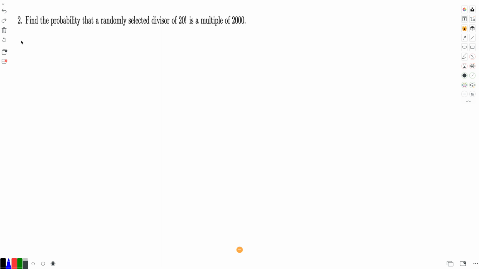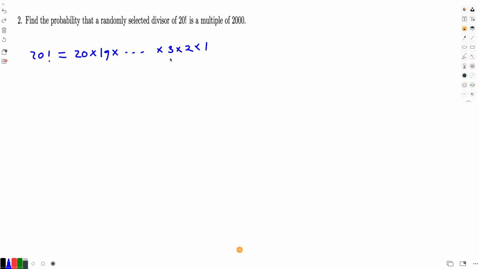So we know that 20 factorial is 20 times 19 times ... times 3 times 2, and then 1's not needed, but we'll just put times 1. So this is the expansion of 20 factorial. Now let's see what the problem is asking for. It's asking us to find the probability that any given divisor of 20 factorial is a multiple of 2000.